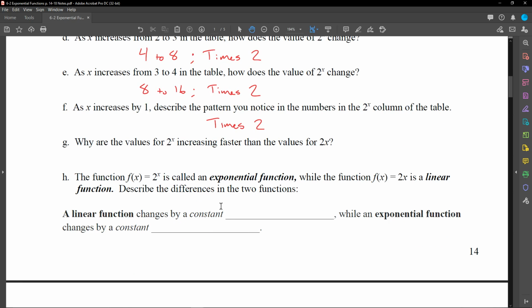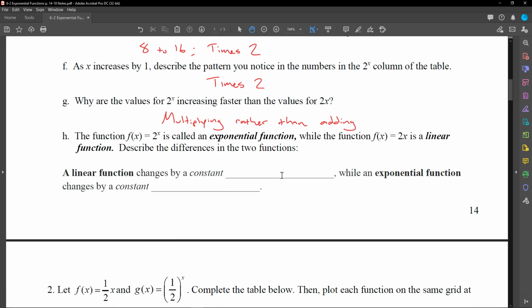So in your own words, why are the values for 2 to the x increasing faster than the values of 2x? Well, you can say that for 2 to the x, we are multiplying rather than adding. So our rate of change for 2 to the x is that we are multiplying rather than adding. So here we're describing an exponential function.